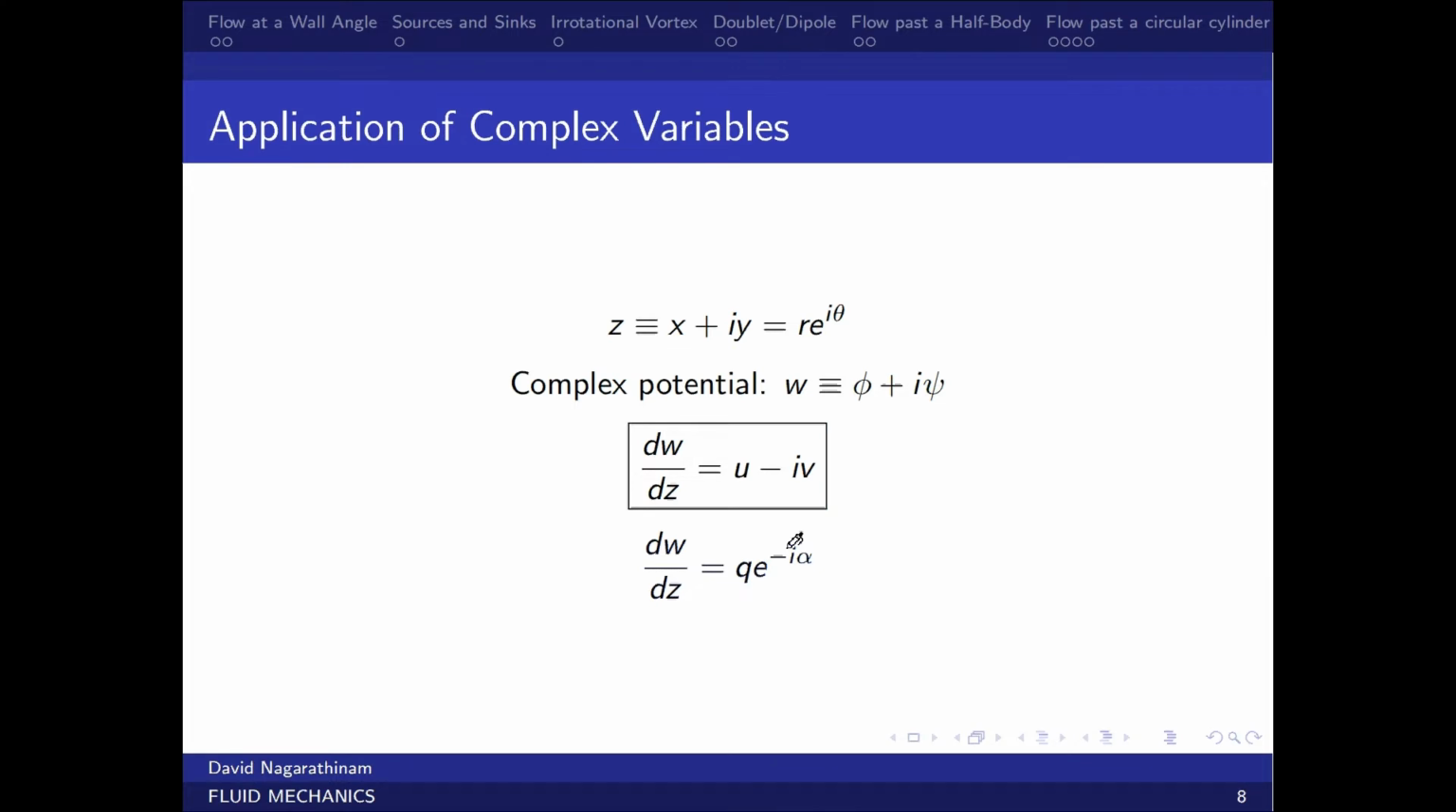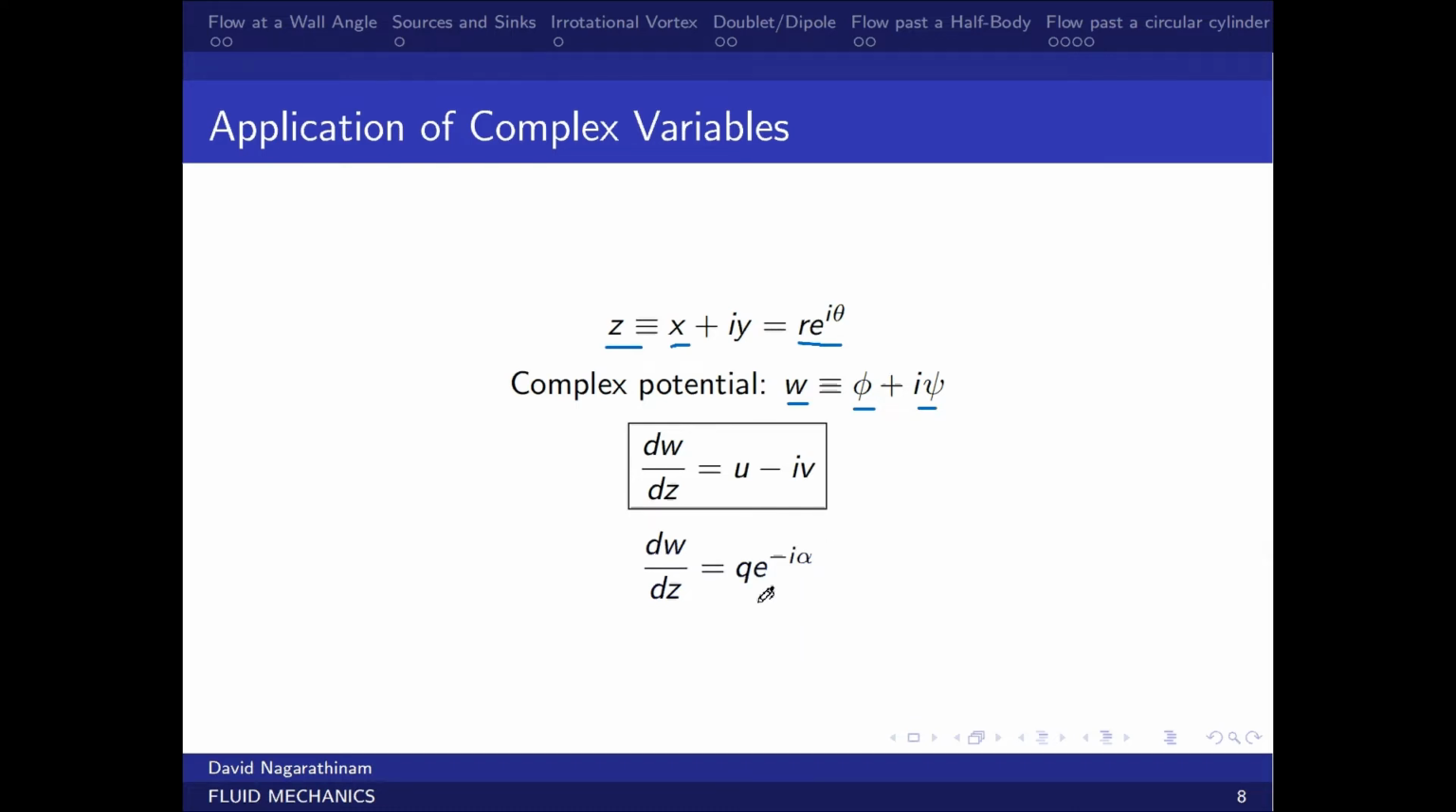Essentially, the approach that is used in order to study such a potential flow is complex variable analysis. The complex variable which we will be using is z. z is x plus iy. It can also be represented in polar coordinates as r e to the power i theta. The complex potential W is phi plus i psi, where phi is the potential function and psi is the stream function. Now, taking the derivative of W with respect to z, we have u minus iv.